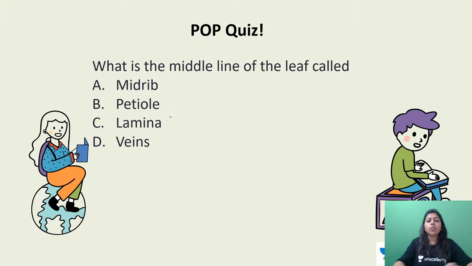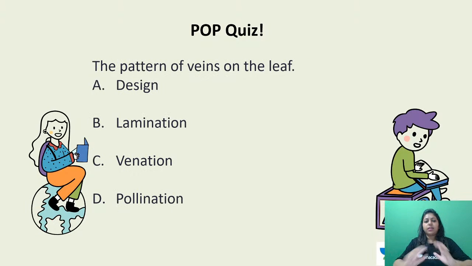Now what is the middle line of the leaf, the one which goes in the center and is a little thick? Is it midrib, petiole, lamina or veins? We call it midrib. Right you are. Now this is a thing that I have shown you. There are different types of designs in the leaf. But what do we call those patterns? Pollination, venation, lamination or design? Tell me fast. The patterns of veins, we call it venation.